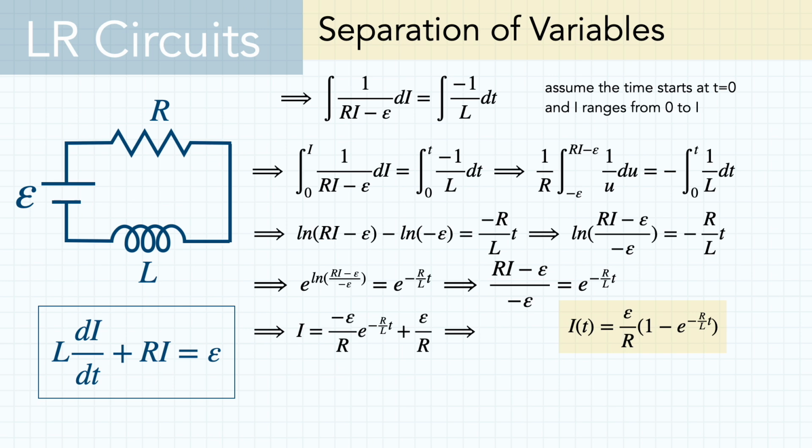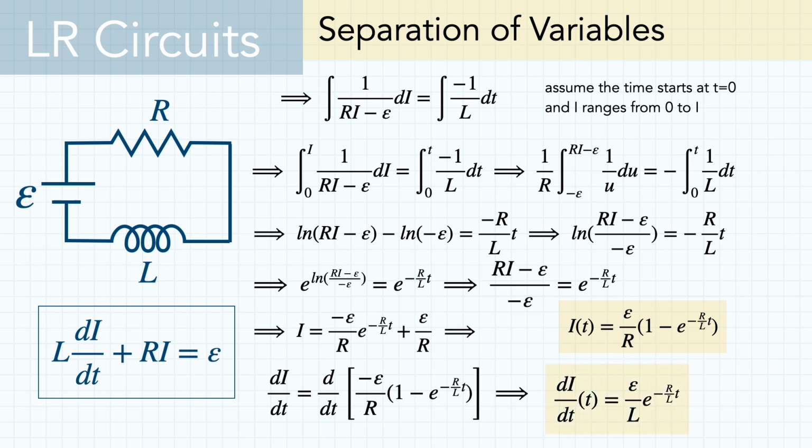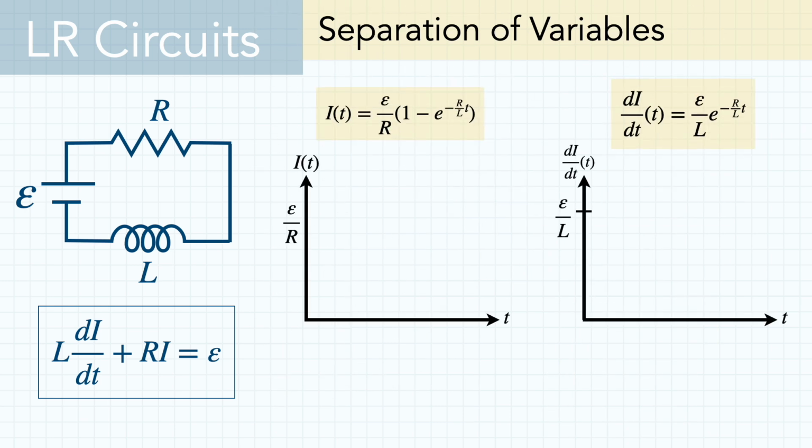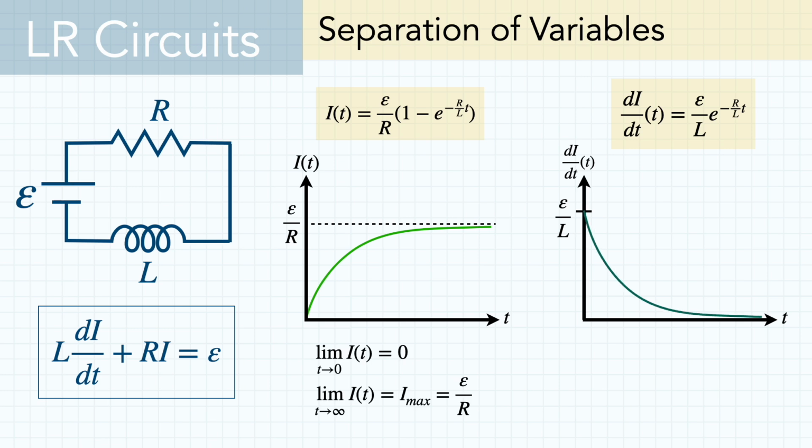And if we wanted to find the change in current as a function of time, we can just take the derivative of I and get di/dt equals epsilon over L times e to the negative R over L times t. These equations look similar to what we got for the RC circuit as well, because once we graph these, it's pretty much the same exact graphs.